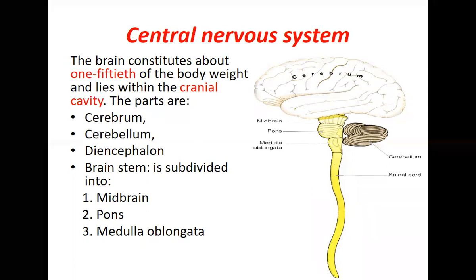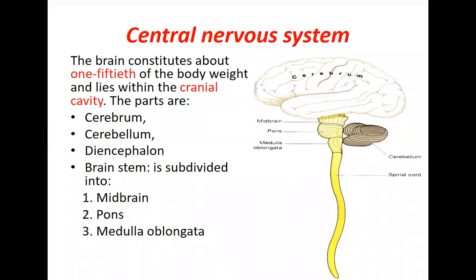And if there is a 100 kilo person, there will be 2 kilos of brain weight, approximately. So it is 1/50th of the body weight and lies within the cranial cavity. You might have seen the skull. If you cut the skull and see inside that cavity where the brain is present, it is called the cranial cavity. So this brain is present in the cranial cavity.